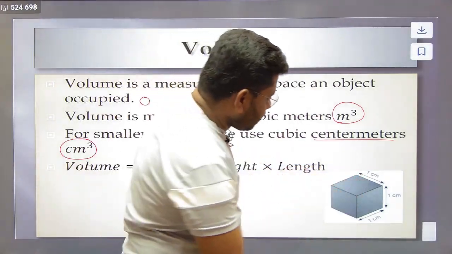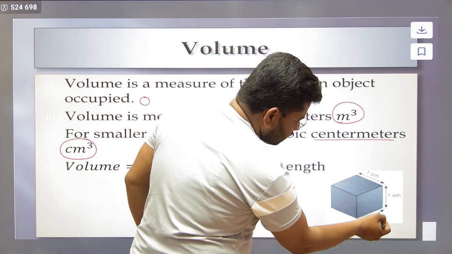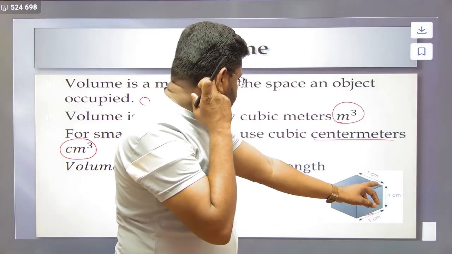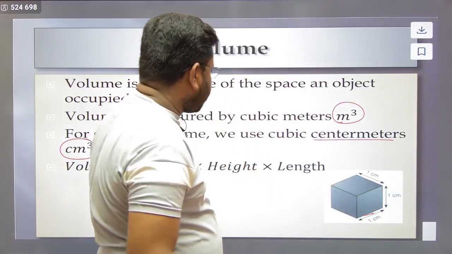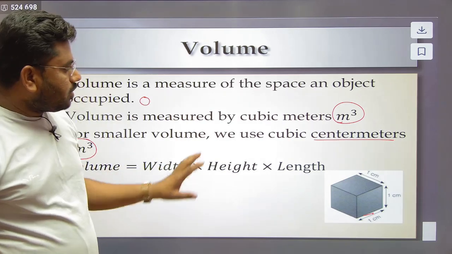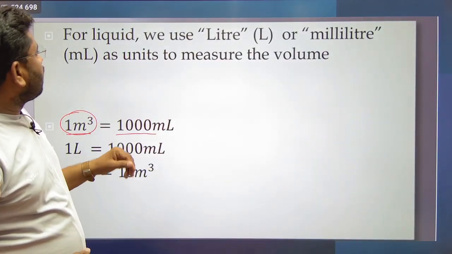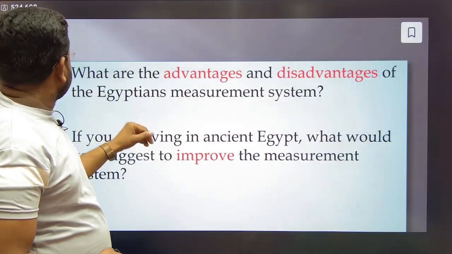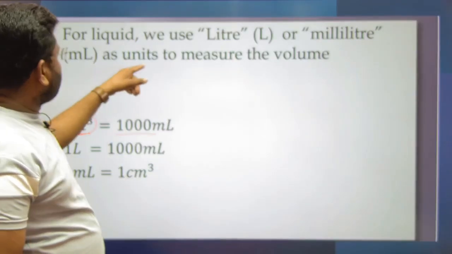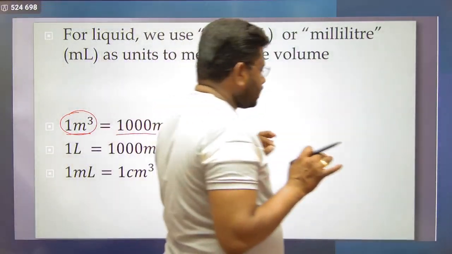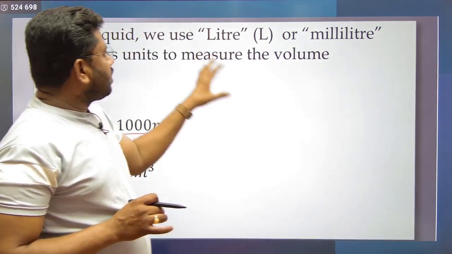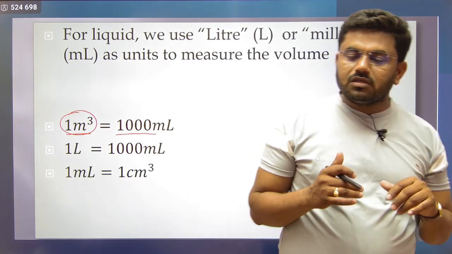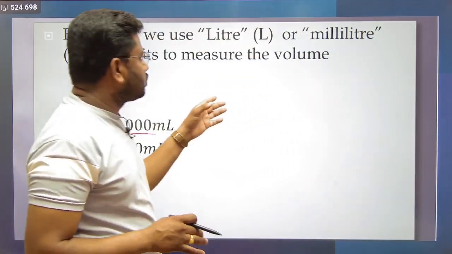See here, 1 centimeter is the height, and here is the 1 centimeter base. We can say the width of this, the height of this, and the length of this is 1 centimeter, and then we can calculate the volume of the given object. Now for liquids we use the liter, L, and milliliter, ml, as units to measure volume.